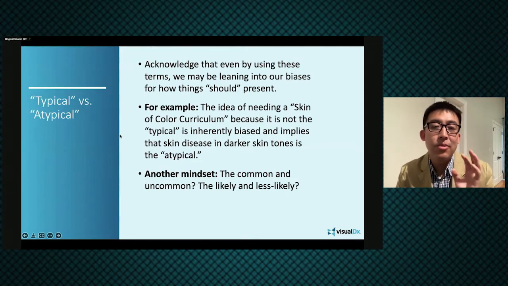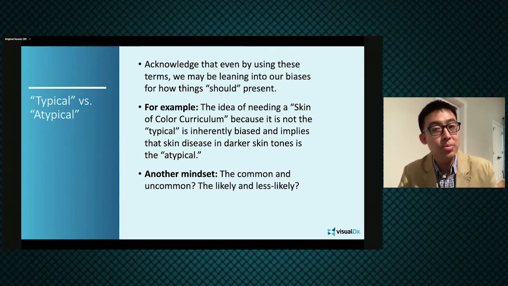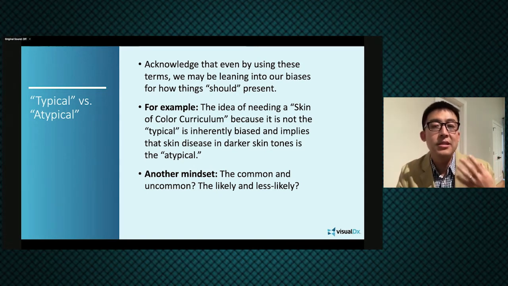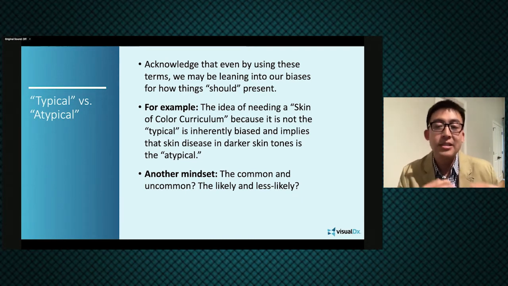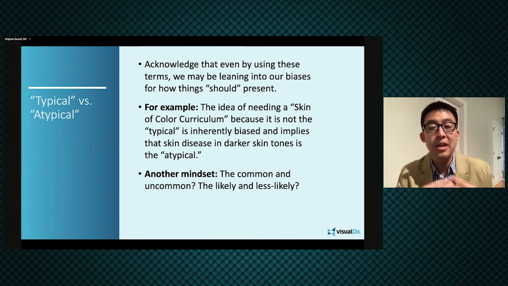But I'm going to turn this on its head just a little bit with the next slide. And that is that I would like us to acknowledge that even by using these terms, we are already potentially leaning into our biases for how things, quote unquote, should present. So for example, in my mind, the idea of needing a skin of color curriculum because it is not the typical is inherently biased because it implies that skin disease in darker skin tones is the atypical, which I don't think is true. Instead, I think we need to come up with another mindset, such as the common versus the uncommon, the likely versus the less likely.